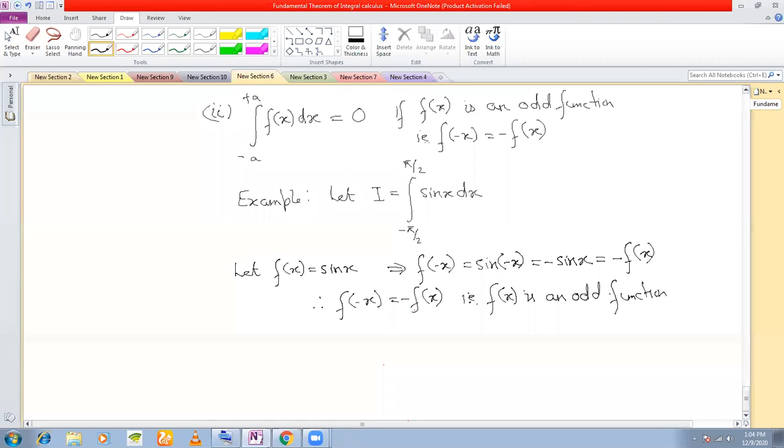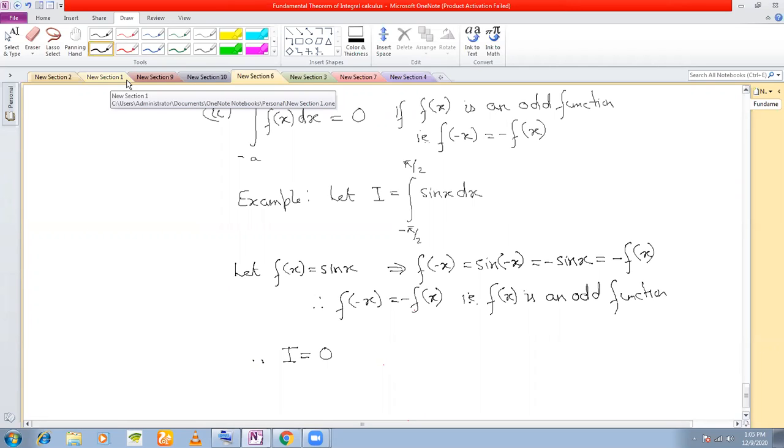Now if f(x) is an odd function, then this integral gets transformed to 0. Directly we can write 0. Understood? So that is what this property is. Very important and very interesting property. And that brings us to an end of the properties of definite integrals. Using these properties, we are going to work out sums.